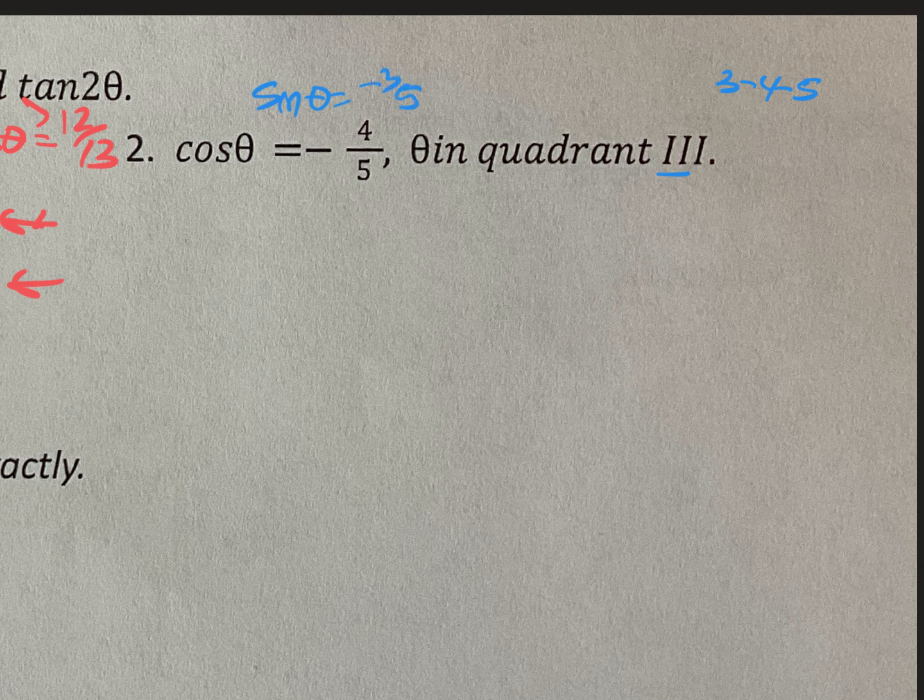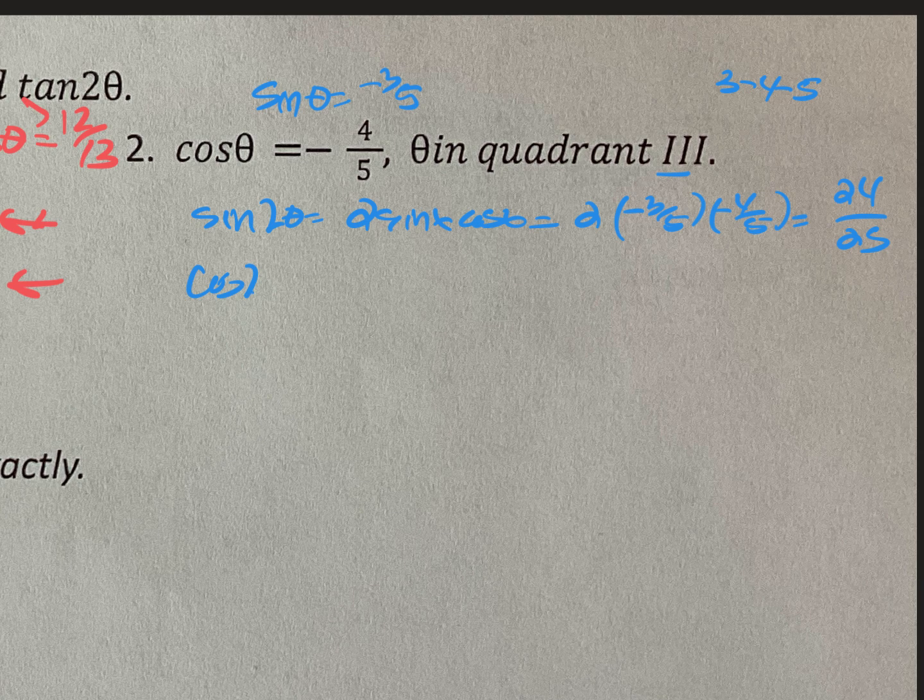So I'm doing the exact same work I just did. I'm going to start with sine 2 theta. I'm going to do 2 sine x cosine x. So I'm going 2 times negative 3/5 times negative 4/5. 5 times 5 on the bottom is 25. Also got 2 negatives, so it's going to become positive. And if I multiply the numerators, I get 24.